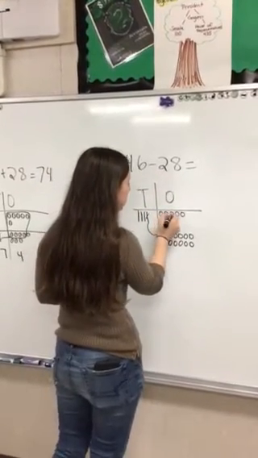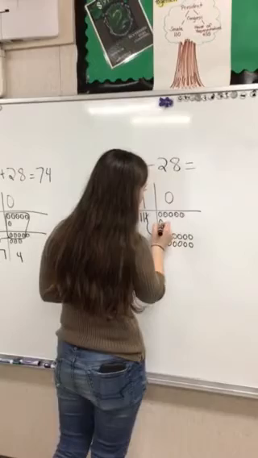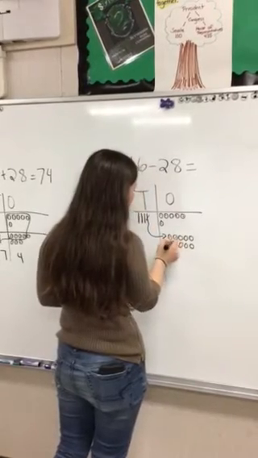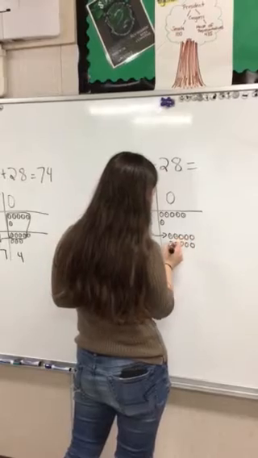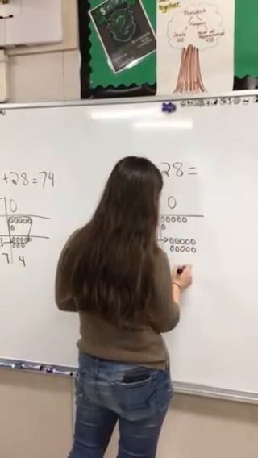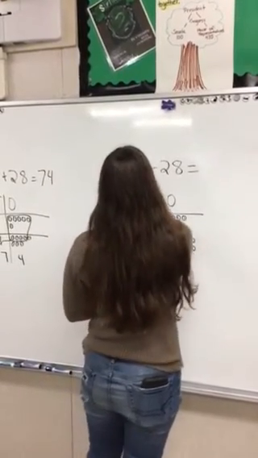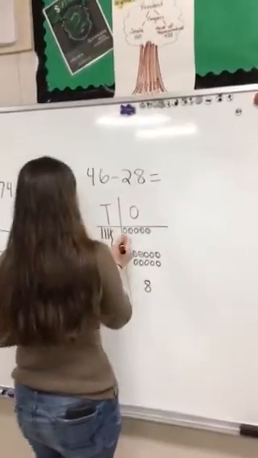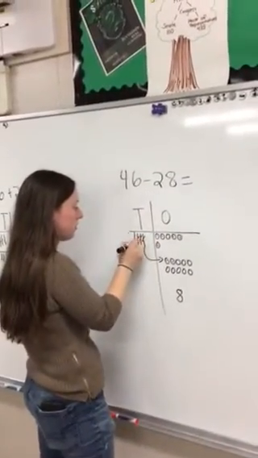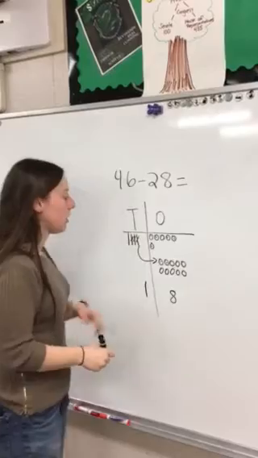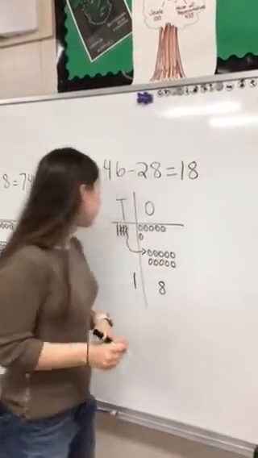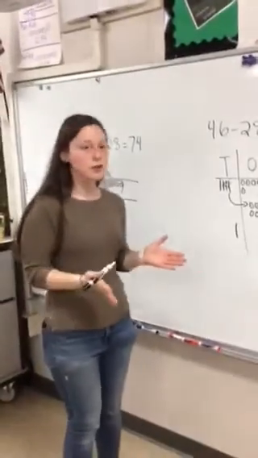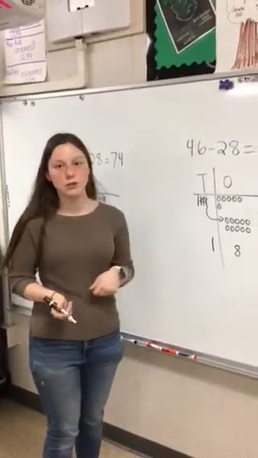1, 2, 3, 4, 5, 6, 7, 8. And we can count how much we have left. 1, 2, 3, 4, 5, 6, 7, 8. Then we come over here and we count, we take away 2 10s. So 1, 2. We only have 1 10 left. So then 46 minus 28 is 18. And that's how we solve our two-digit problems, addition and subtraction, using direct modeling.